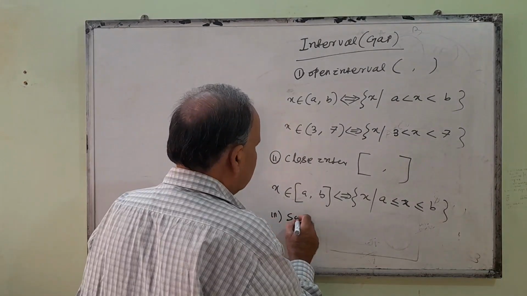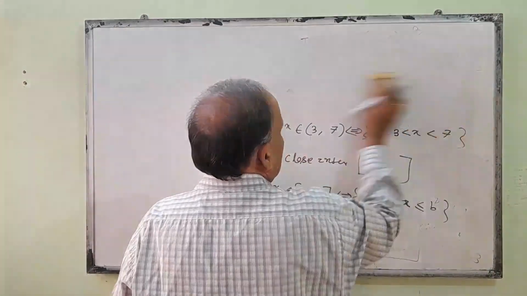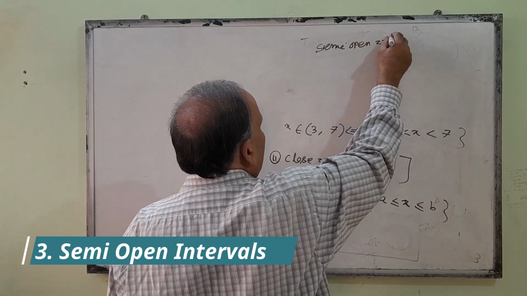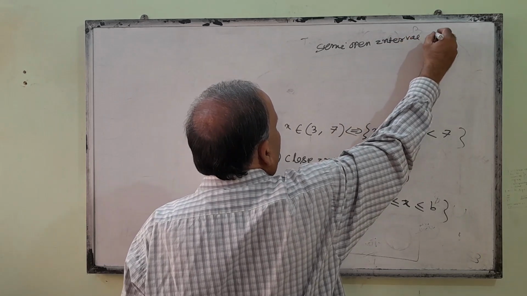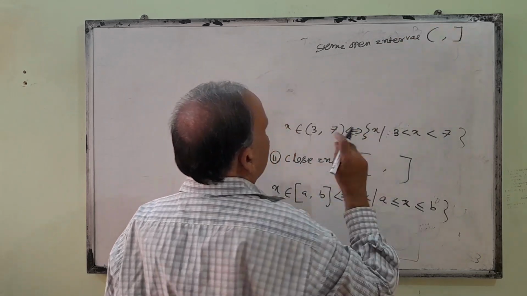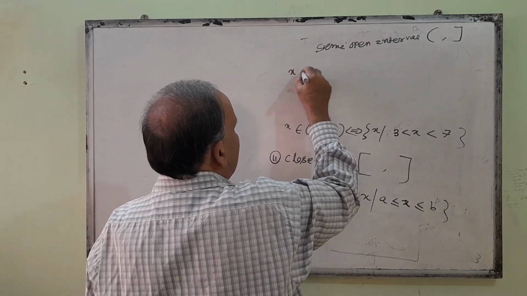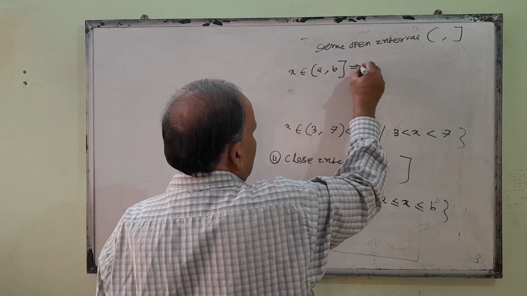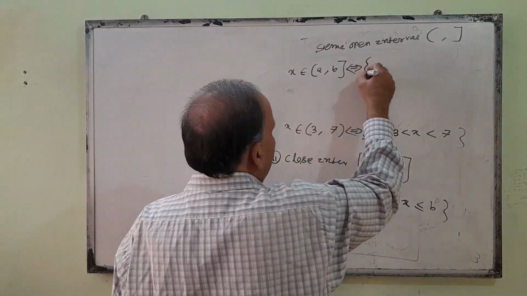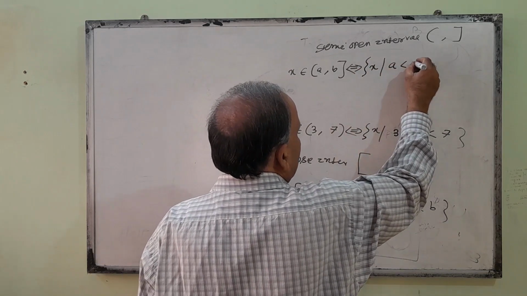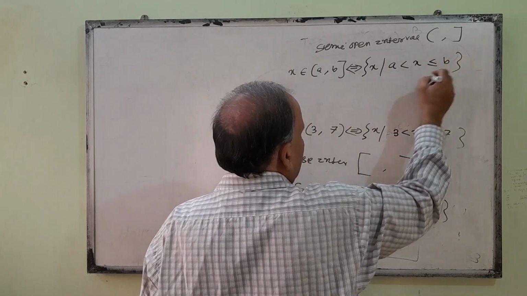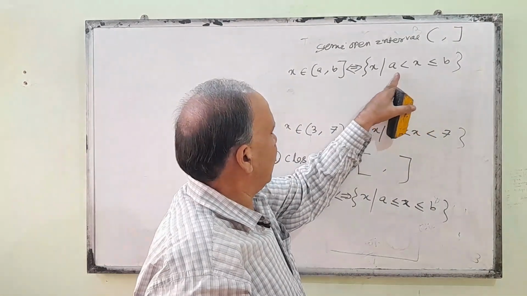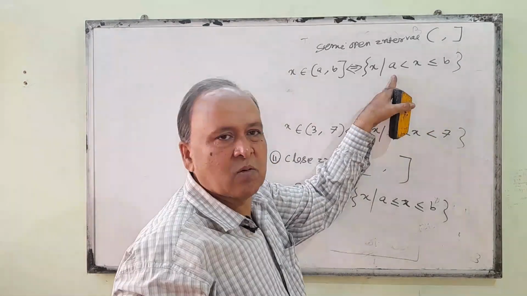Third one is the semi-open interval. The semi-open interval is like this. Suppose you say x belongs to the semi-open interval of AB. Implied by x such that A is less than x is less than or equal to B. What is its meaning? That means x lies within A and B and x can be equal to B, but x cannot be equal to A.